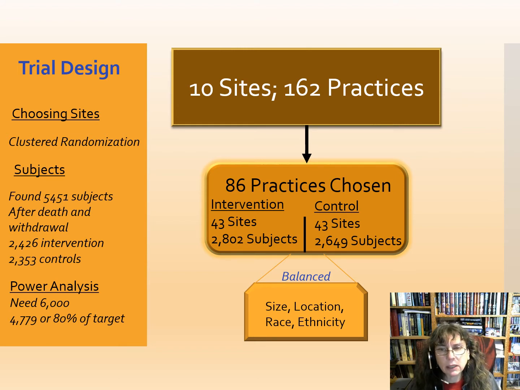They did a power analysis. The power analysis said they were going to need 6,000 people. So they were about 80% of the target. But they also did a follow-up on that and realized, okay, our power is still going to be up in the 0.8 range, so we're okay there.